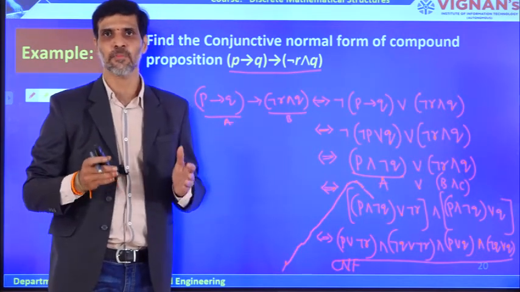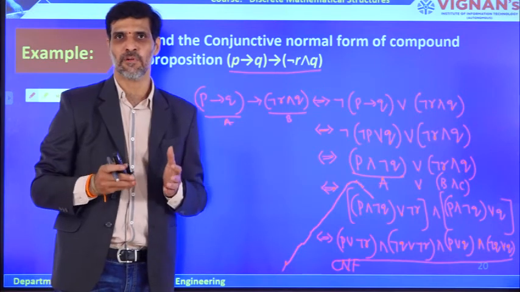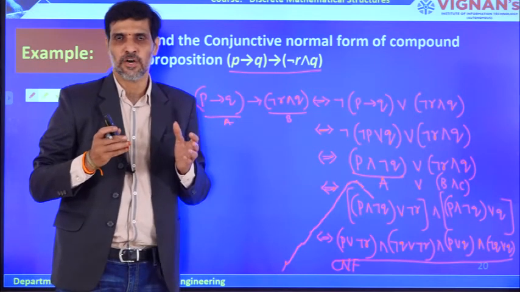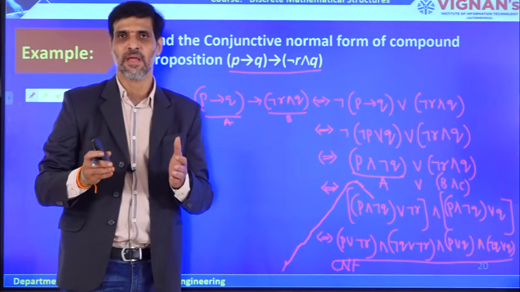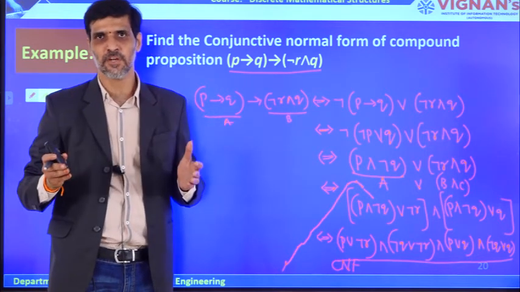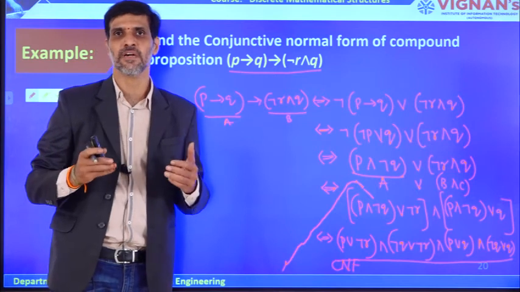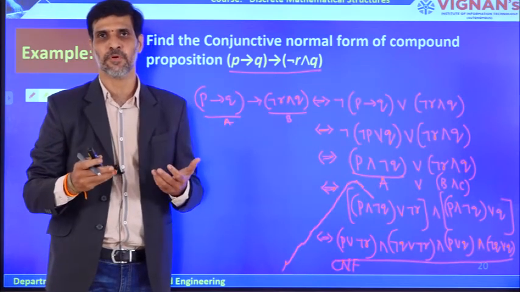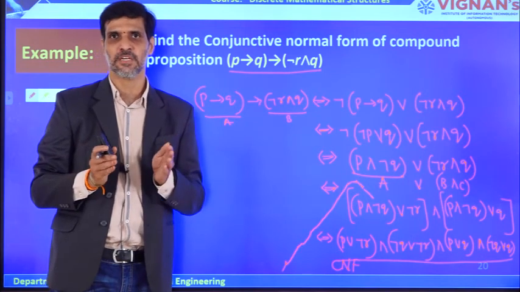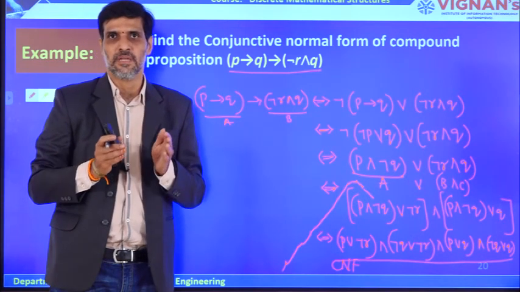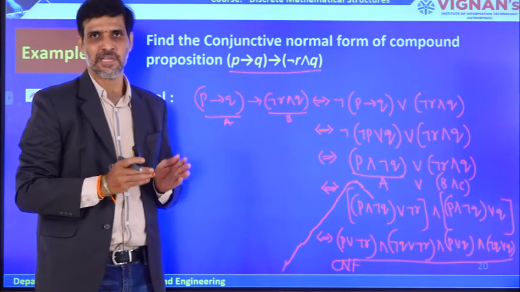With this, I am going to conclude the normal forms. In the normal forms, we discussed what a normal form is, what the different types of normal forms are, and how we convert the given compound proposition into different types of normal forms. These are the topics which we discussed in this normal forms lecture.